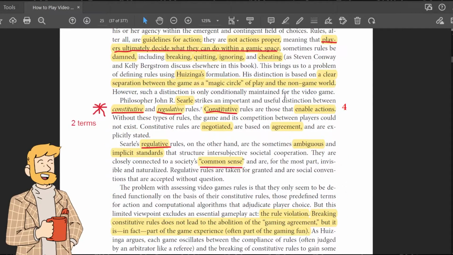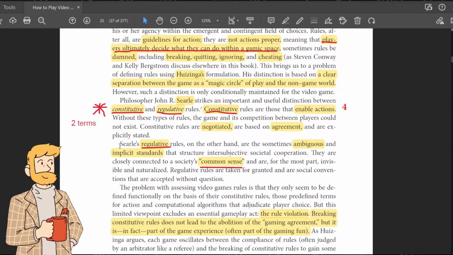At this fourth quote, Nohr is citing philosopher John R. Searle, who makes a distinction between constitutive rules and regulative rules. Building off of Searle's work, Nohr writes that constitutive rules are those that enable actions. Without these types of rules, the game and its competition between players could not exist. Constitutive rules are negotiated, are based on agreement, and are explicitly stated.